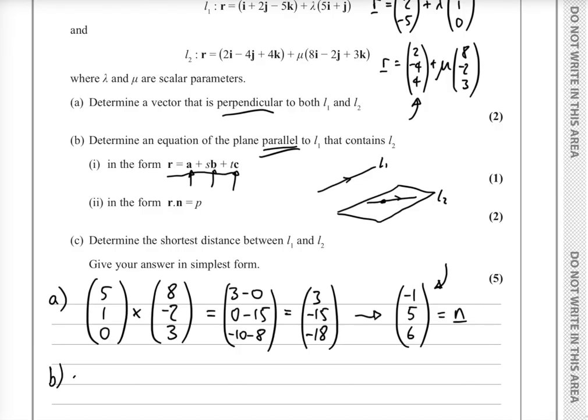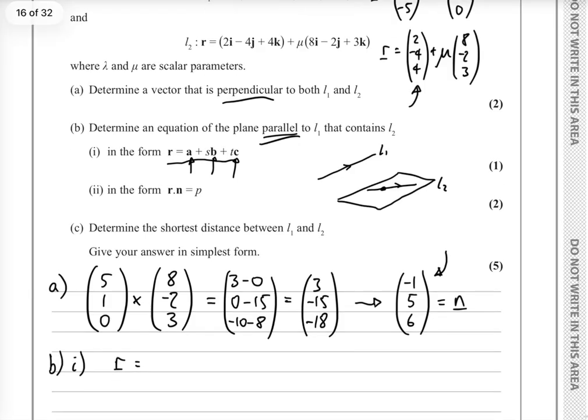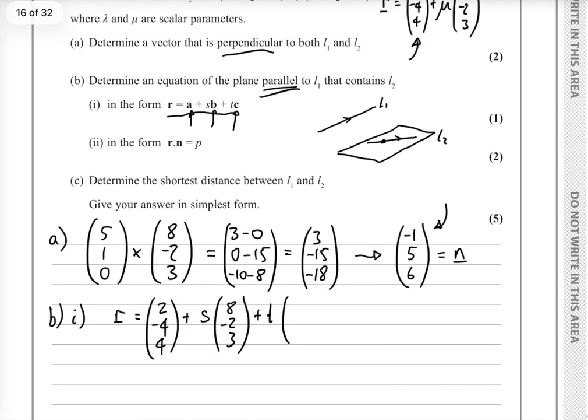So B part I is surprisingly straightforward. We take the point from L2, that's 2 minus 4, 4. The direction from L2, 8 minus 2, 3. And the direction from L1, 5, 1, 0. And that's it. And that's why it's only worth 1 mark, I guess.